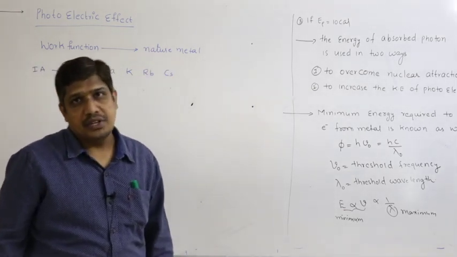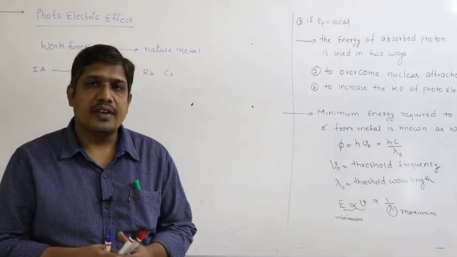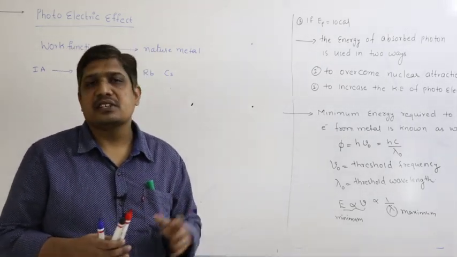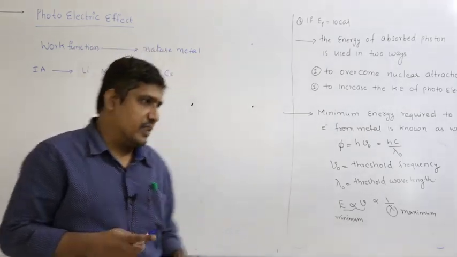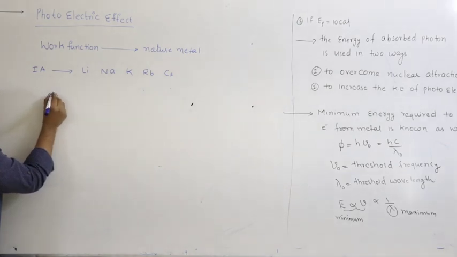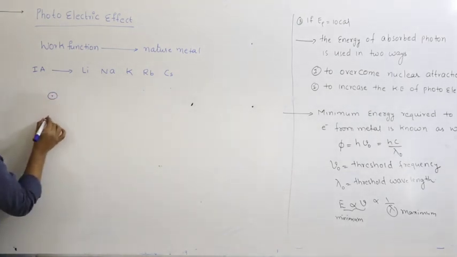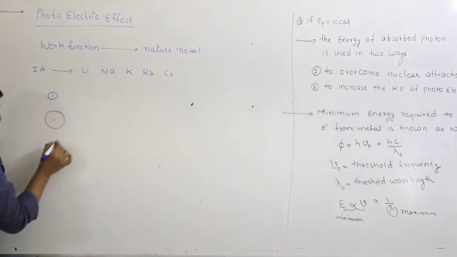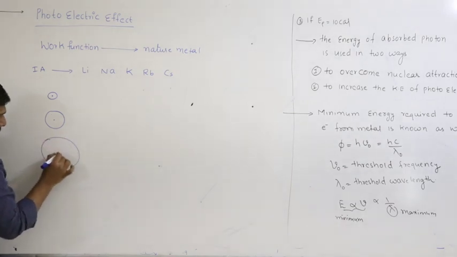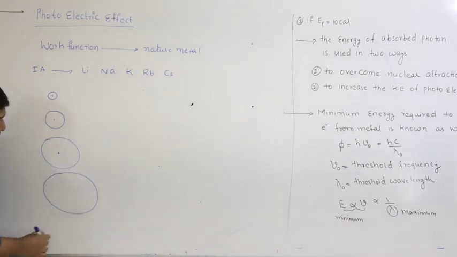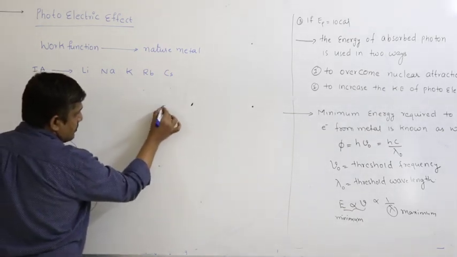These are photosensitive metals. Why photosensitive? Because they readily eject electrons when light falls. Let us see why. Let us consider this is lithium. The size of sodium is a little bigger, potassium much bigger, rubidium, and lastly cesium.